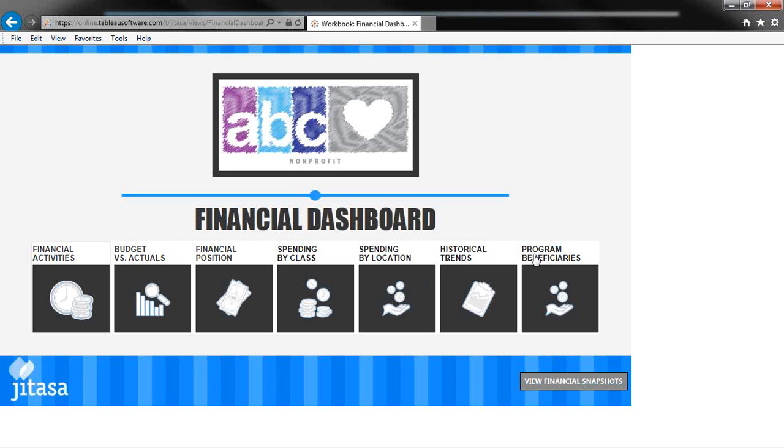So the idea is through this dashboard, we're able to bring together your financials, your program information, and then even funding information if you want that as a nonprofit, but it's all available in one place, and it pulls from different systems, whether it's your accounting system, your donor management system, or your program tracking system, right?